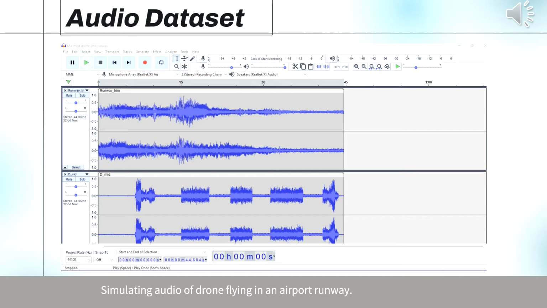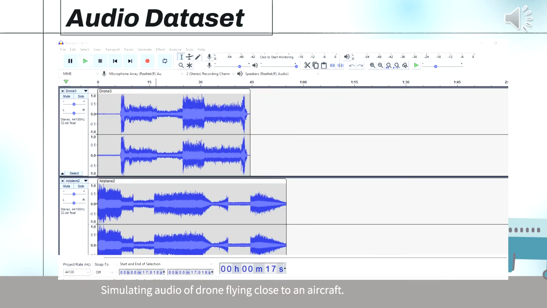Multiple testing scenarios were considered, including the presence of a drone in the runway. To test all scenarios, we simulate another situation where an unauthorized drone is flying close to an aircraft.